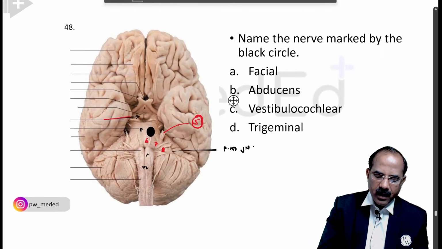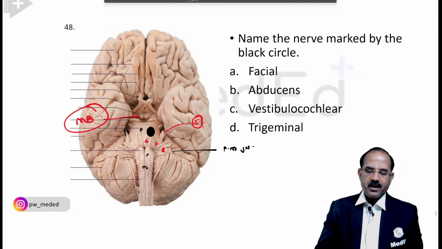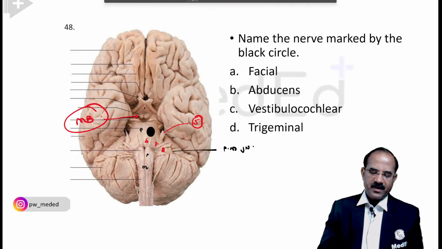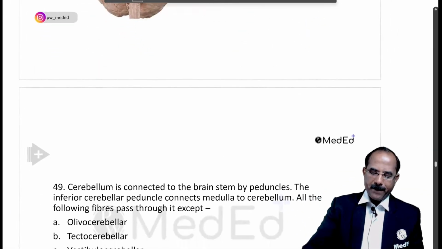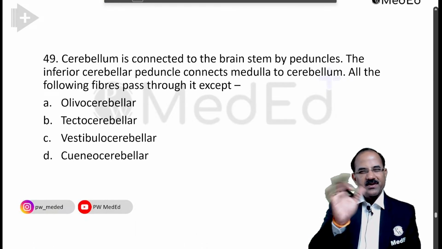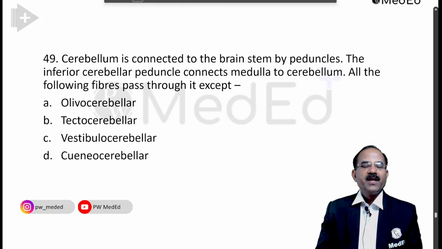What is this marked with an arrow? What is this? These are the mammillary bodies. Mammillary bodies. Okay, the two rounded bodies. These are the mammillary bodies. Very good, students. Come on, students. Last MCQs left. Be quick and answer this.